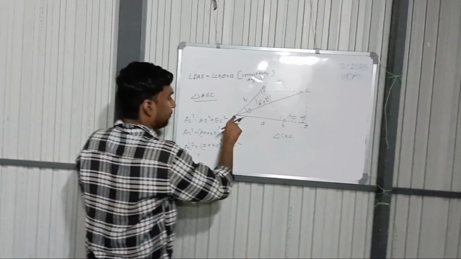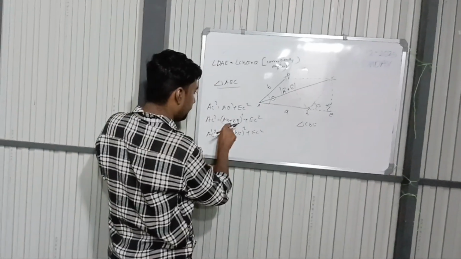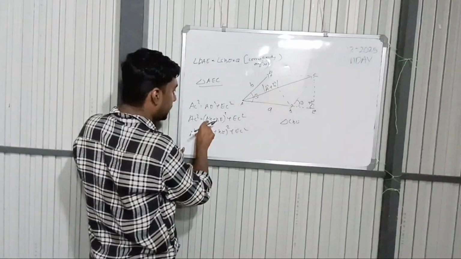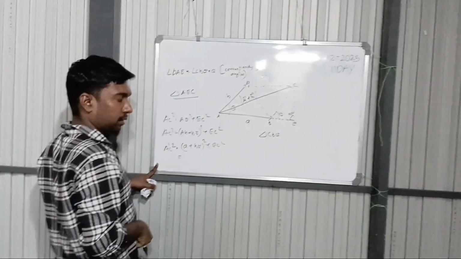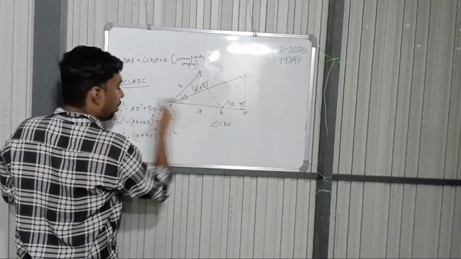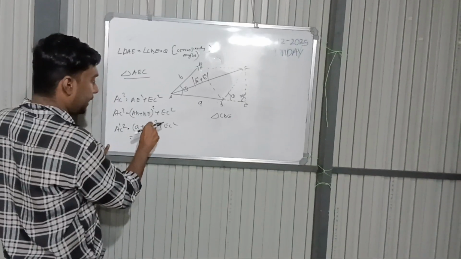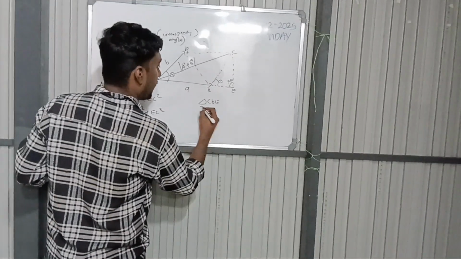AC square. Then when we see this, AE means AB plus B. That is why instead of A, I put AB plus B all square plus EC square. Then AC square is equal to AB. AB means A. So A plus BE all square plus EC square. Now I consider the triangle CB.